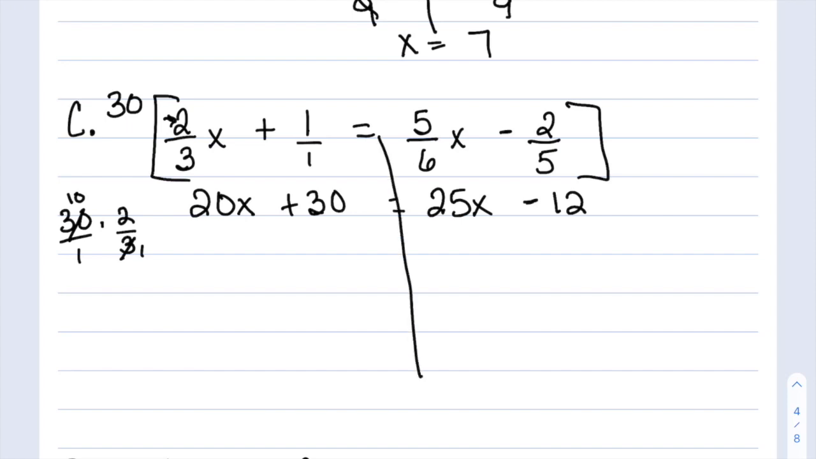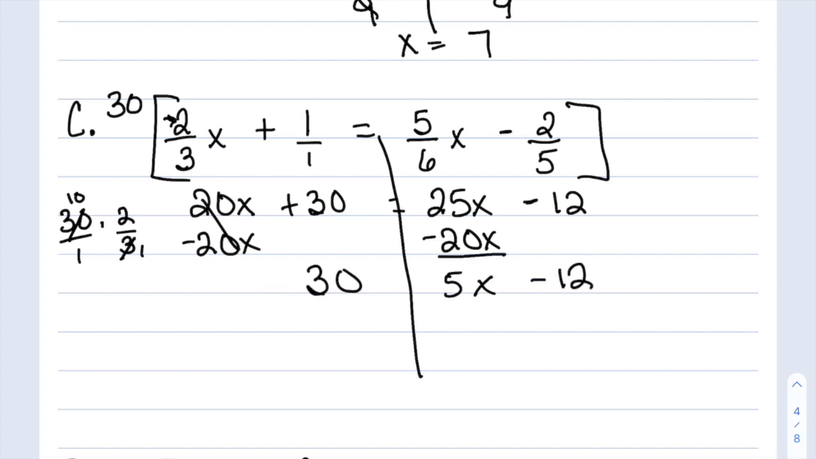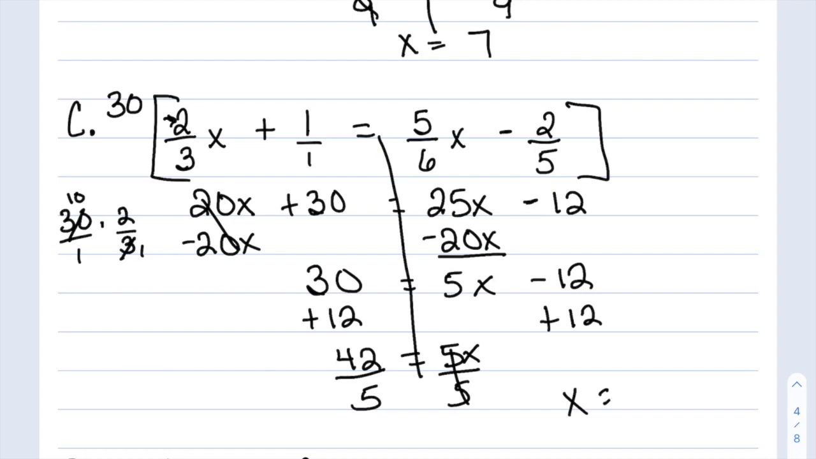See, I'll put my wall there. I'm going to move things left to right. So if I do minus 20x, I end up with 5x. 30's on this side. Bring down my 12. Then plus 12, I have 42 equals 5x. Divide by my coefficient, and I have x equals 42/5.